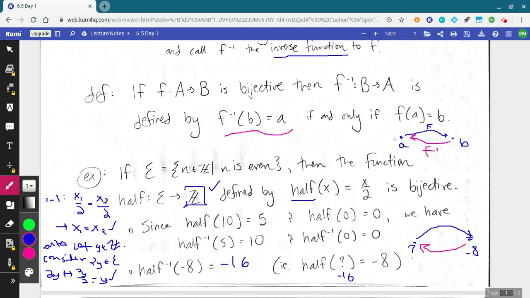Right? If we take an a, send that through f, and then f inverse, we're going to get sent back to a, and vice versa. If we start with a b, send that through f inverse, and then through f, we're going to get left with b. All right, this is kind of an intuitive idea.